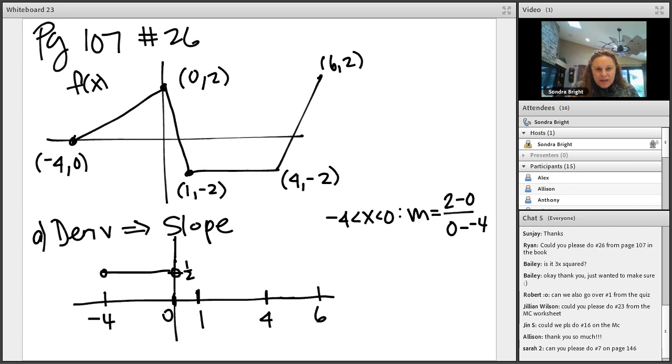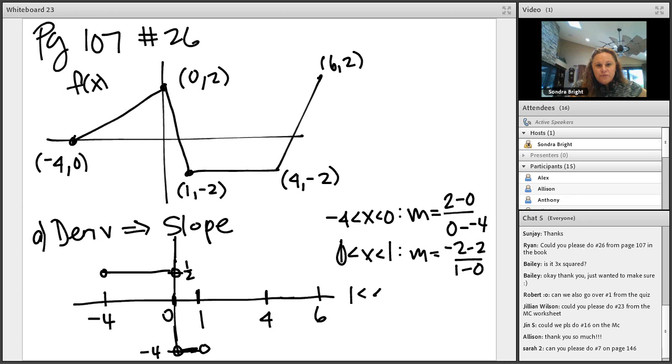Then from when x is 0 to when x is 1, your slope is -2 minus 2 over 1 minus 0. So that's a -4. I did not leave myself enough room, but let's go all the way down here. Here's -4, so I'll have an open dot there, open dot there. So from 0 to 1, I have -4 as my slope. From when x is 1 until x is 4, your slope is 0. So I'll do open, open, connect. I should have done different colors on here.